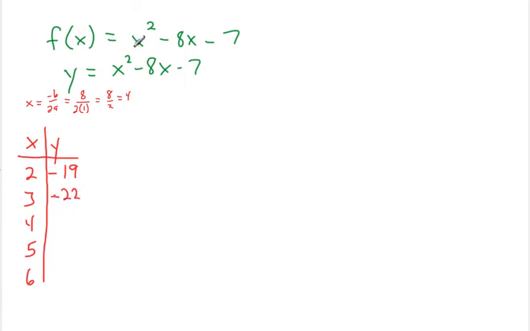If we plug in 4, we're going to get 16 minus 32, which is negative 16, minus 7 is negative 23. And then we should be getting negative 22, but let's just double check. We'll check one time. So 5 times 5 is 25, minus 40 is negative 15, minus 7 is negative 22. So there we go. So now we know that this is in fact the middle right here. And so we can graph.